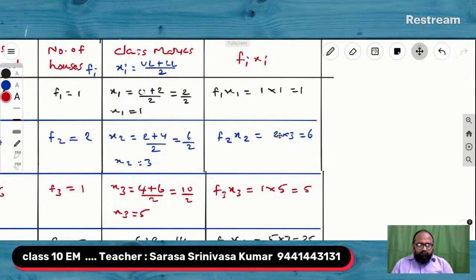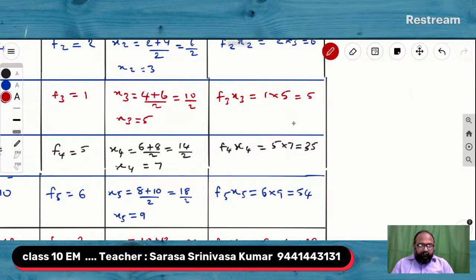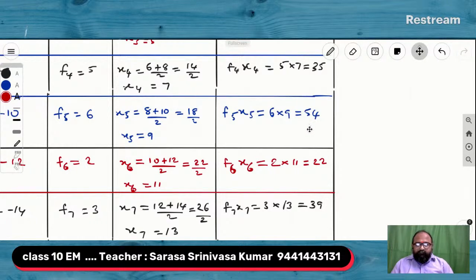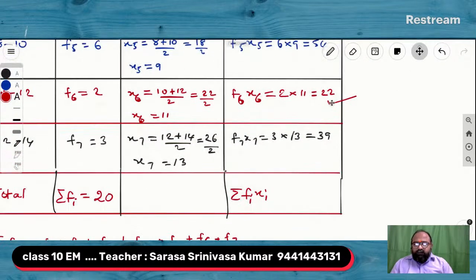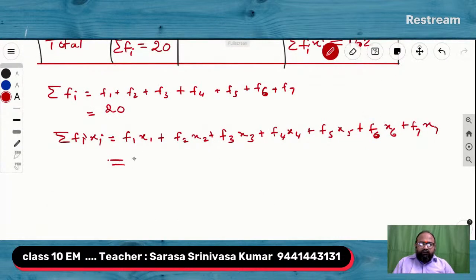1 plus 6, it is 7. 7 plus 5 is 12. 12 plus 35, it is 47. 47 plus 54, 101. 101 plus 22, 123. 123 plus 39, it is 162. We got 162. So sigma fi xi equals 162.